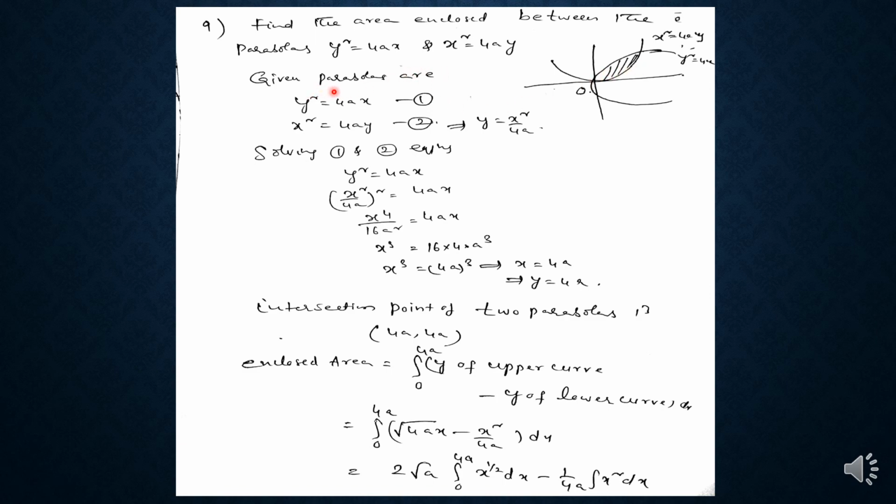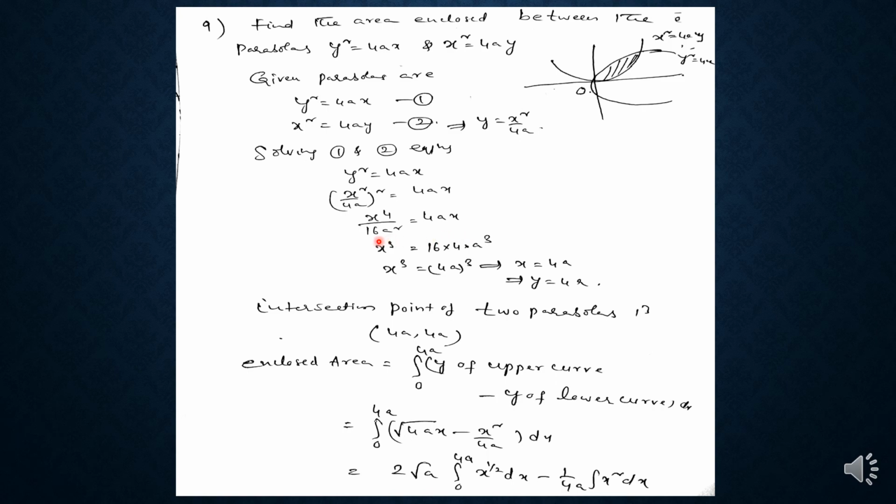So the given parabolas are y square is equal to 4ax and x square is equal to 4ay. From the second equation we can write y is equal to x square by 4a. By substituting this value of y in the first equation, y square is equal to 4ax, so y square is x square by 4a whole square. So this is x square by 4a whole square is equal to 4ax. This becomes x to the power of 4 by 16a square is equal to 4ax.